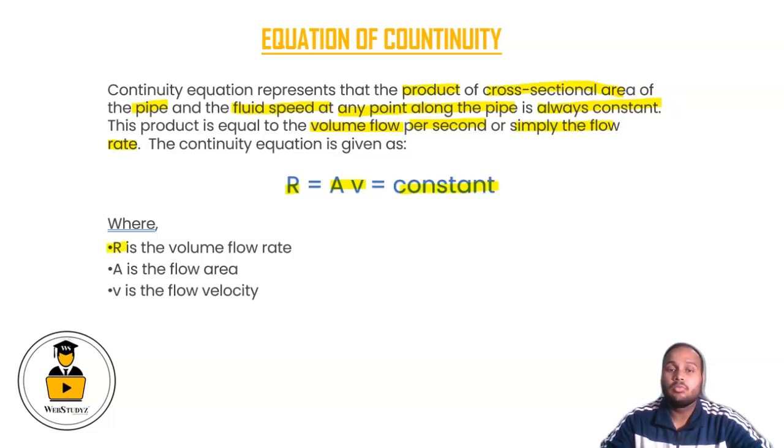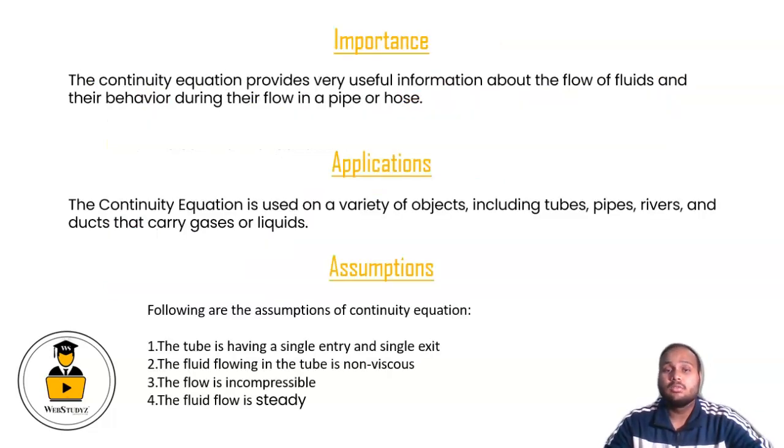Here R is the volume flow rate, A is the flow area, or we can say the cross-sectional area, and V here is the flow velocity. So what is the importance of this continuity equation? It provides us very useful information about the flow of liquid as well as their behavior during their flow in a pipe or a hose. Talking about the applications, it is used in a variety of objects including tubes, pipes, rivers and ducts that carry gases or fluids.